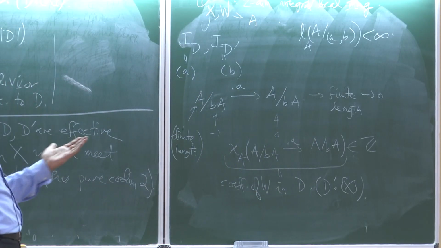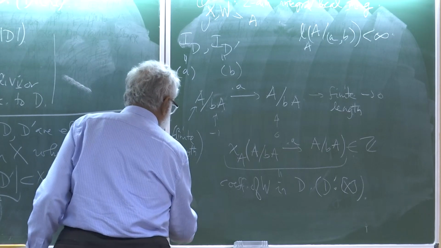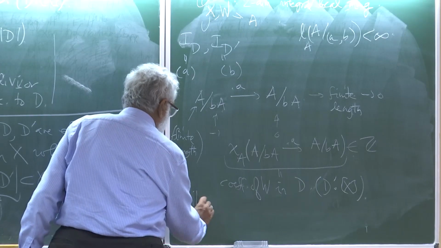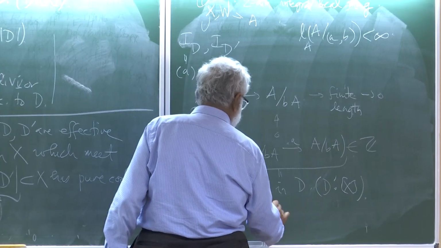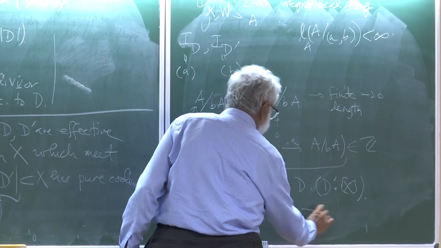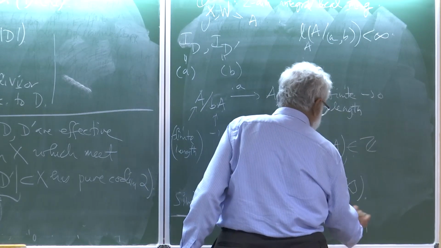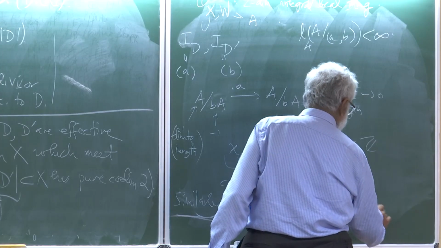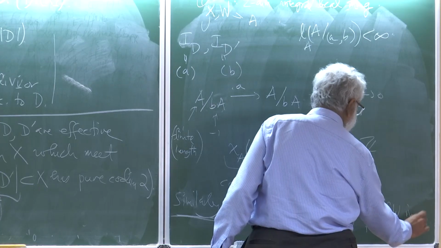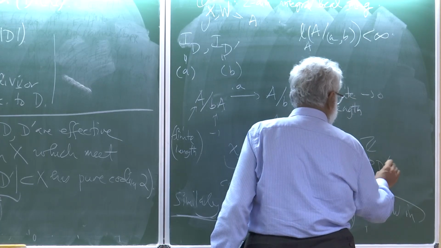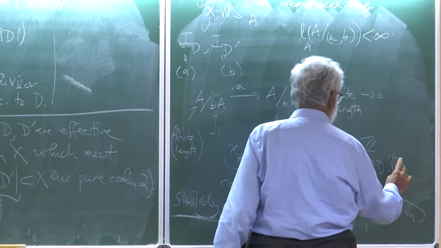And the other intersection is a very similar thing, but we're interchanging the roles of a and b. So the other one, similarly, chi A of A mod aA, multiplication by b, equals the coefficient of W in the other intersection, D prime dot D dot X.